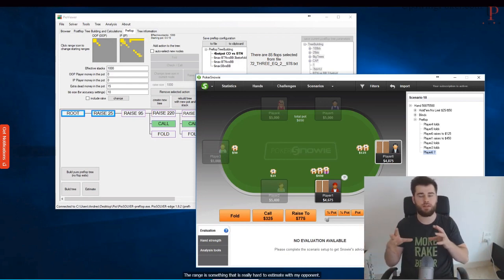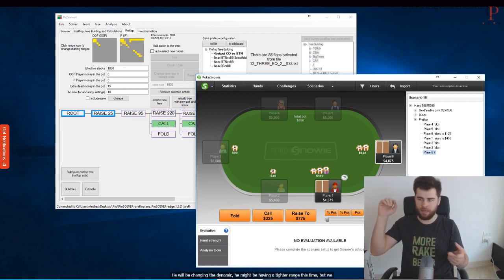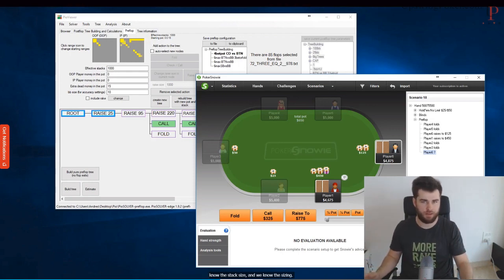The range is something that is really hard to estimate in my opponent. He will be changing his strategy. He might have a tighter range this time. But we know the stack size and we know the sizing. So once we are playing deep stack, this is one main thing, and we receive a lot of 4-bets even if we are playing deep stack.